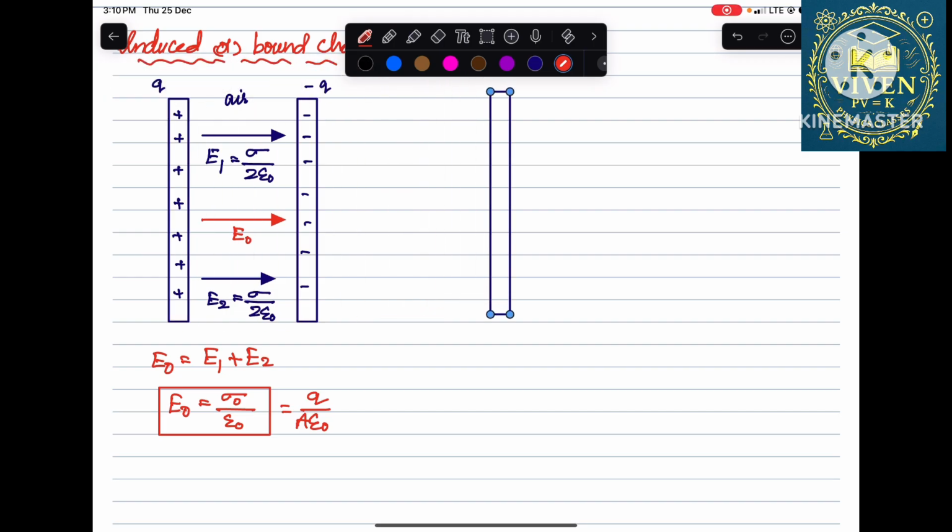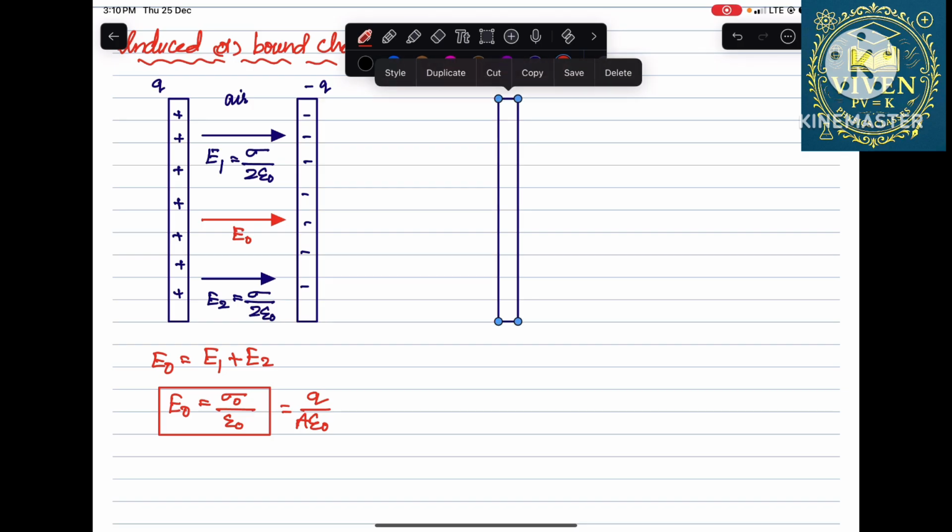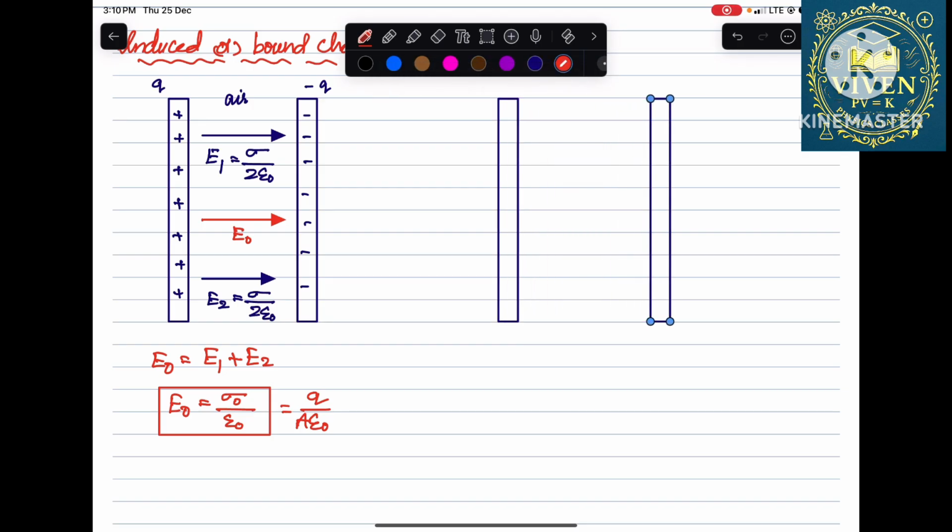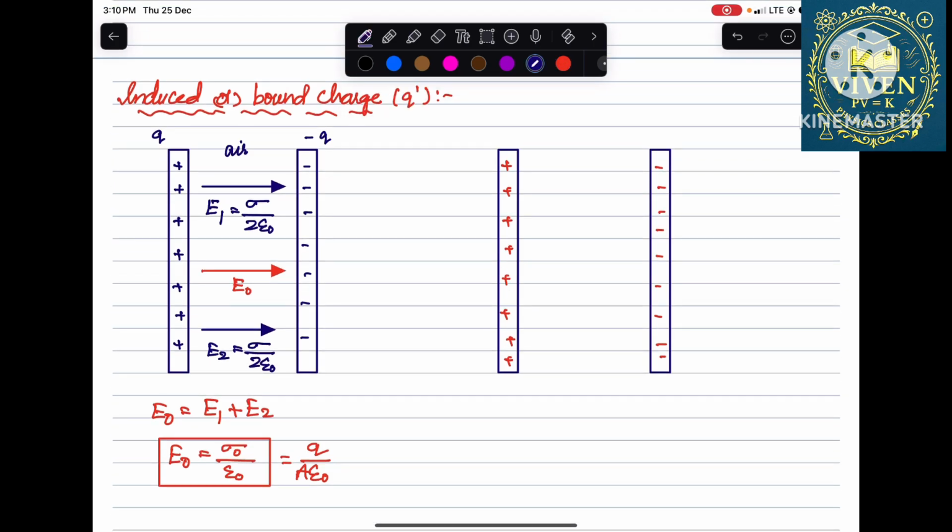What if I place a dielectric between these two charged plates? That is our lesson right now. Here we are learning about it. I would like to place the same positively charged plate considered previously, and this is a negatively charged plate as discussed. Say this has a charge of plus Q, and this is minus Q.